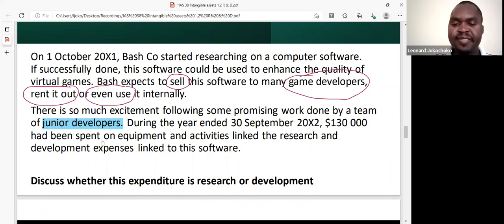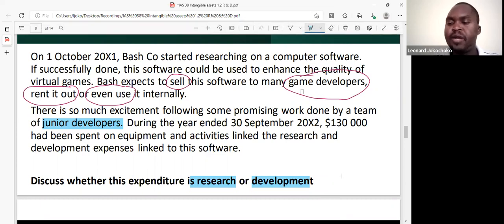You start by discussing what we mean by the research phase. You then move on to discuss what we mean by the development phase. And finally, you make your own conclusion. In your conclusion, that's where you're going to link that since the research phase requires the acquisition of knowledge and it is not yet at a stage to be practically used, it appears that Fresh Company software is not yet at an advanced stage, and therefore this is research expenditure.